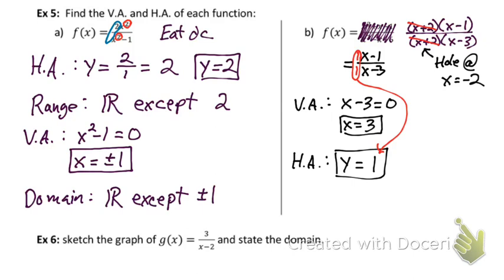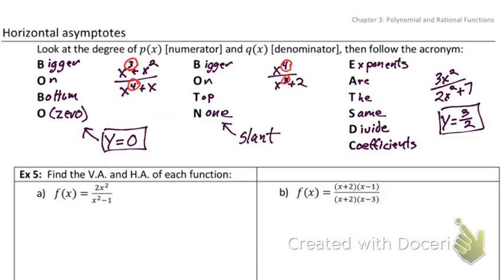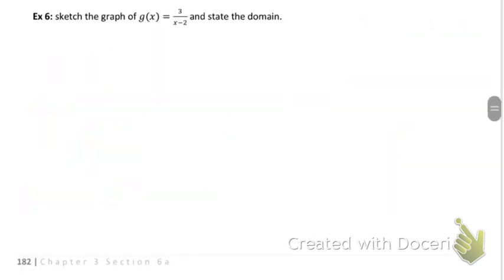Questions on vertical or horizontal asymptotes? The only one that really causes people problems is this one, but wait till tomorrow to do that. We'll do a whole little blurb about it tomorrow.